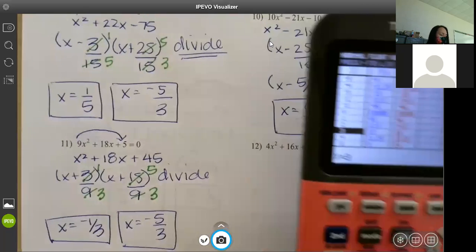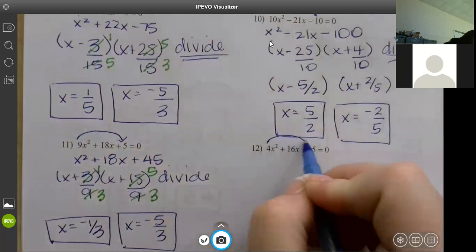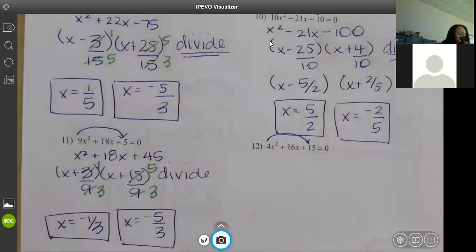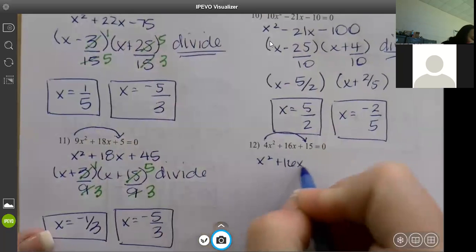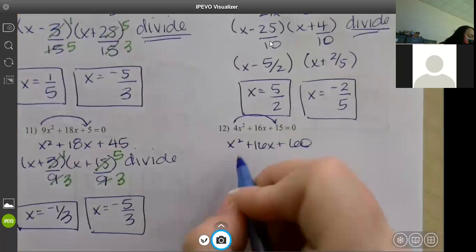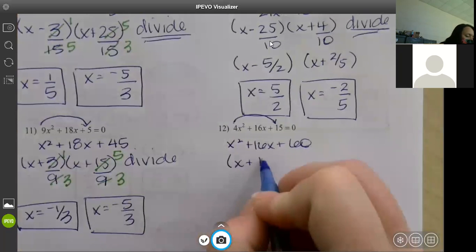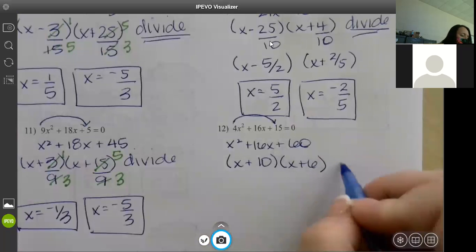Two more and we'll stop. Four is 2 and 2, 16 is 2 and 8, but 15 is 5 and 3, so there's no GCF in this one. X squared plus 16x plus 60. You should know these two factors. Factors of 60 that add to 16 are 10 and 6.